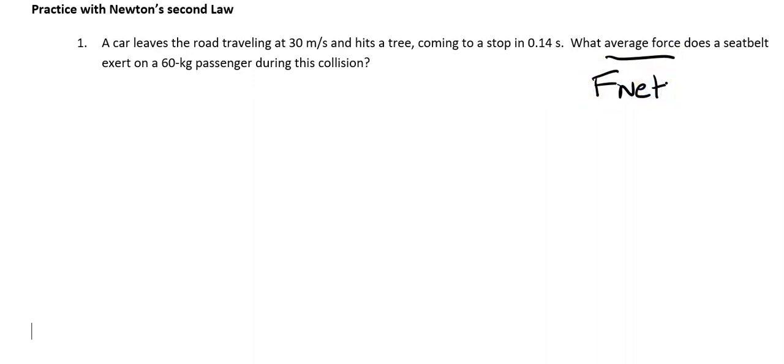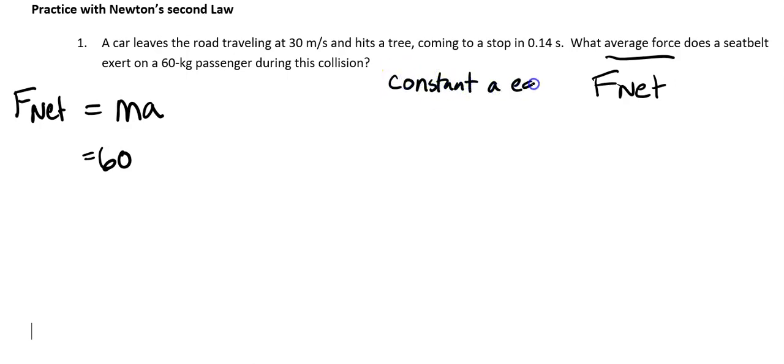So I'm going to go ahead and first write down my equation for F net. So I know F net is equal to mass times acceleration. Cool. So let's go ahead and see what we know right off the bat. Well, it looks like we know the mass. I don't see the acceleration right off the bat. And there's going to be a lot of different ways to find the acceleration. My favorite way to find the acceleration is going to be to use the constant acceleration equations.